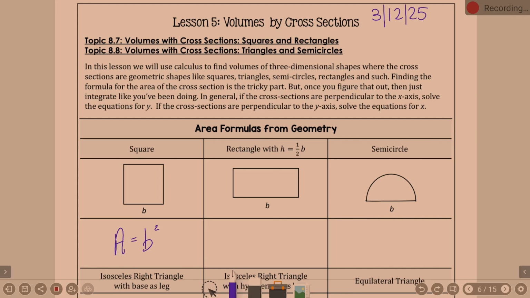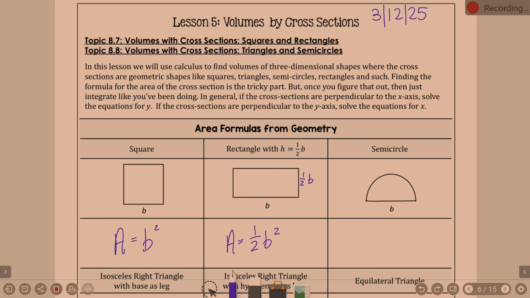How do you find the area of this rectangle with the height equaling 1/2 the base? Got why they did that? 1/2 b times b. Okay. Because basically they're saying what? This side is 1/2 b, right? So 1/2 b times b is going to be what? 1/2 b squared. So basic concept, length times width, right?